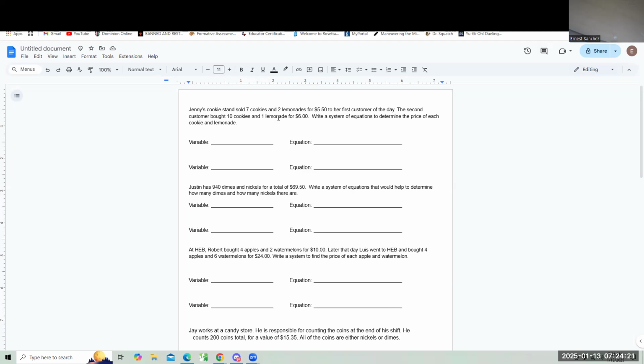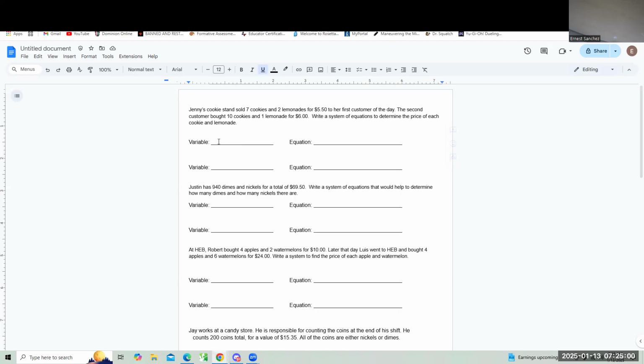So it says Jenny's cookie stand sold 7 cookies and 2 lemonades for $5.50 to her customer on the first day. The second customer bought 10 cookies and 1 lemonade for $6. Write a system of equations and determine the price of each cookie and lemonade. So this is the same 3 types mostly as what we did Friday. If you notice, we actually have 6 numbers, 3 per sentence. So we're going to be doing type 1. And the variables, obviously, they say it like a million times, are going to be cookies and lemonade.